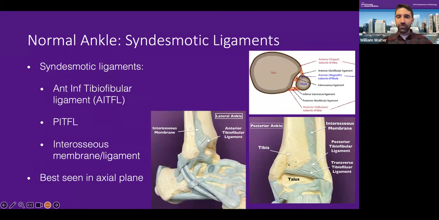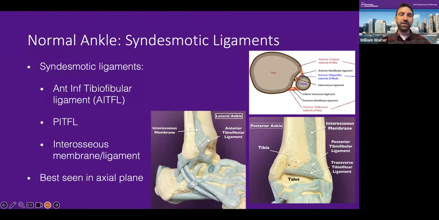So we'll look at the ligaments, just reviewing the anatomy. The normal syndesmotic ligaments occur at the distal tibiofibular syndesmosis. You're probably mostly aware of these. And these are the anterior inferior tib-fib ligament, or AITFL, the posterior inferior tib-fib ligament, and the interosseous membrane and ligament.